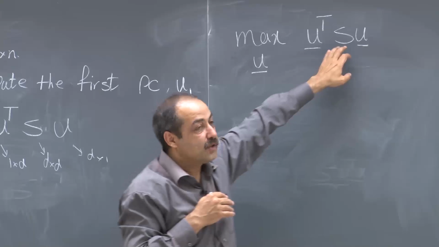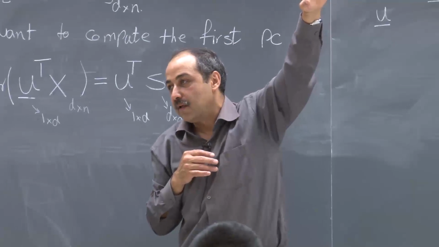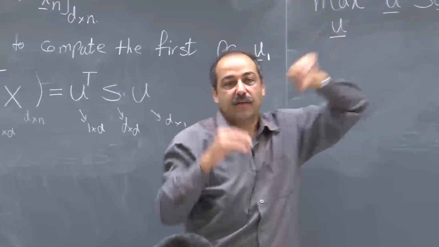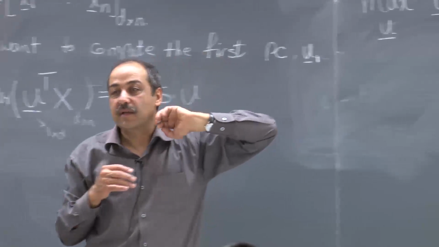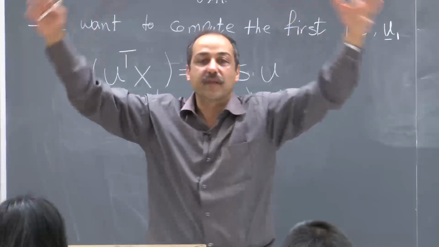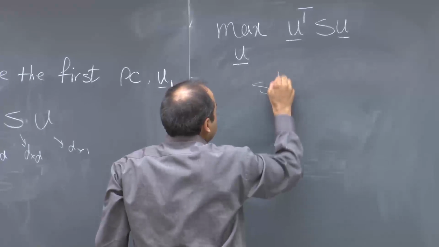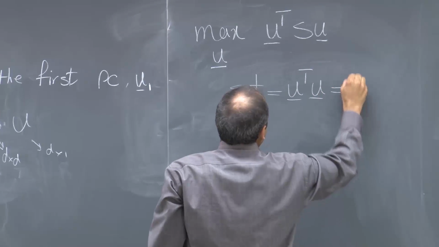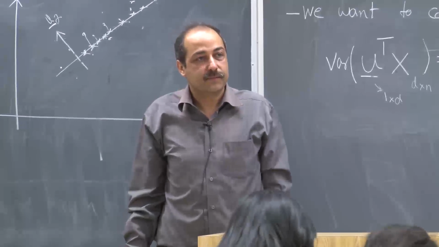So I can add a constraint to my optimization problem. U transpose SU has no upper bound because U can be as long as I want. Let's put a constraint here. Limit the length of U. So I want U to be a unit vector. I'm searching in the space of all unit vectors, not any vector. So maximize U transpose SU subject to the constraint that U transpose U is 1. So it's a unit vector.